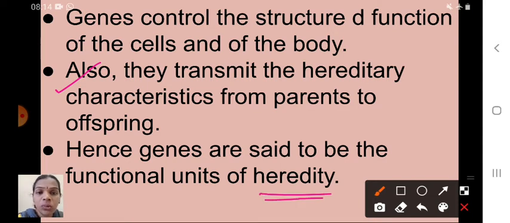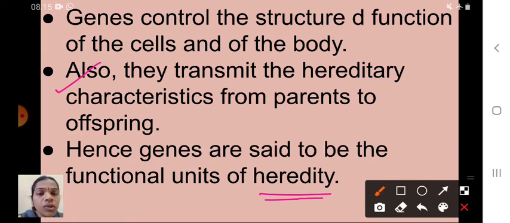I hope you understood this. Children, can you say what is meant by gene? Gene is the segment of a DNA. Now the important function of genes: genes control the structure and function of the cells of our body. At the same time, they transmit hereditary characteristics from one generation to the next generation. So with the help of the genes only, some characteristics we are getting from our parents or grandparents.